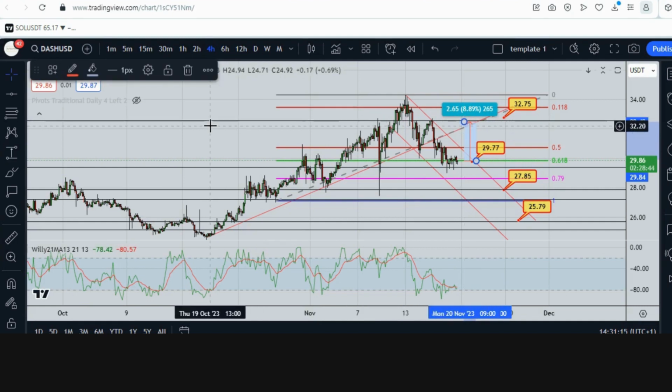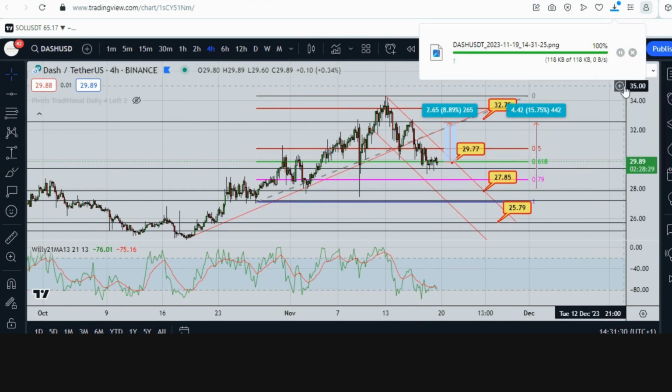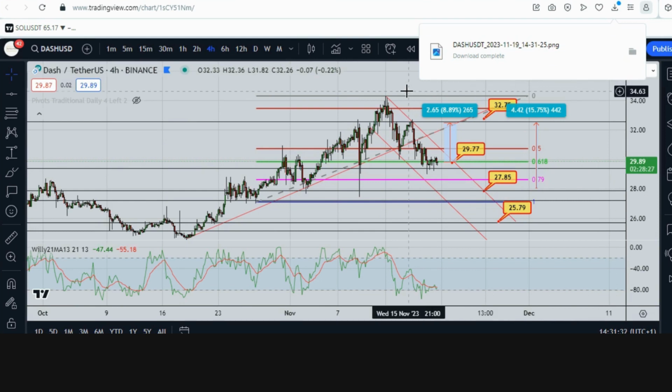But now in case price decides to go down to visit the next level, which is around here, and we still target the same, that still gives us like 50%. So that is for Dash. We've done that, so let's just save it. So for record keeping, that's the first we've considered.